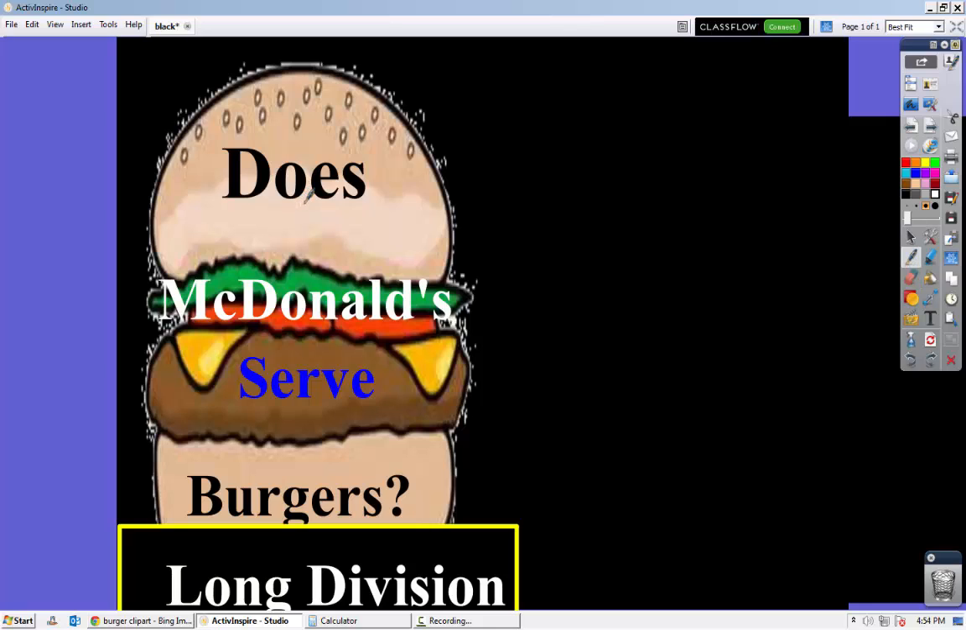Now, does McDonald's serve burgers? Remembering this D stands for divide, multiply for the M, S for subtract, and burgers standing for that bring down. We're going to walk through using this problem.